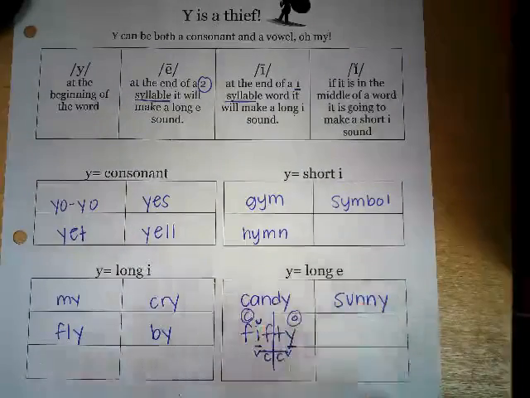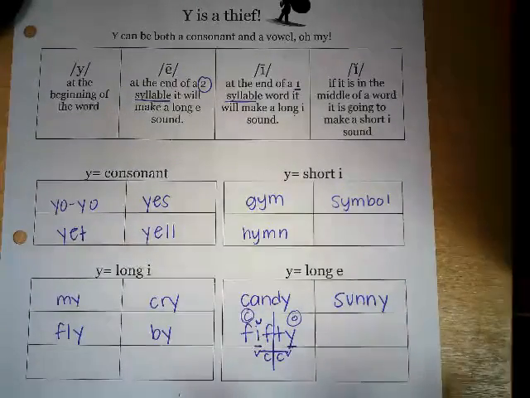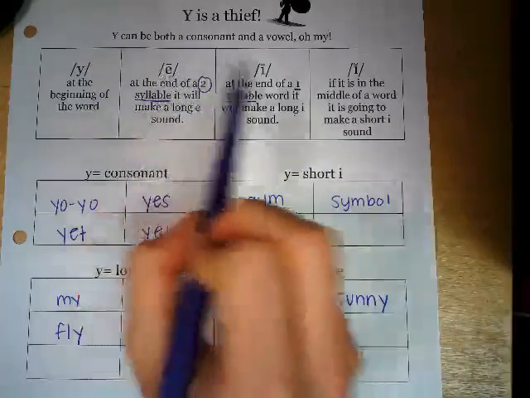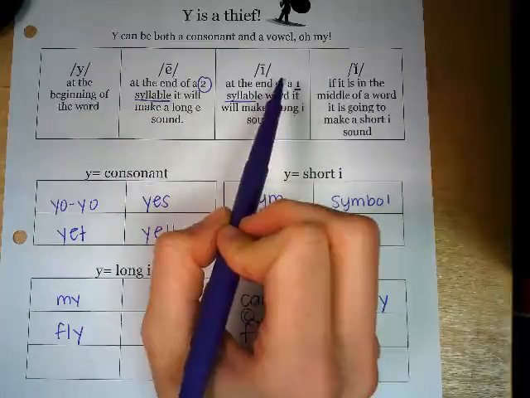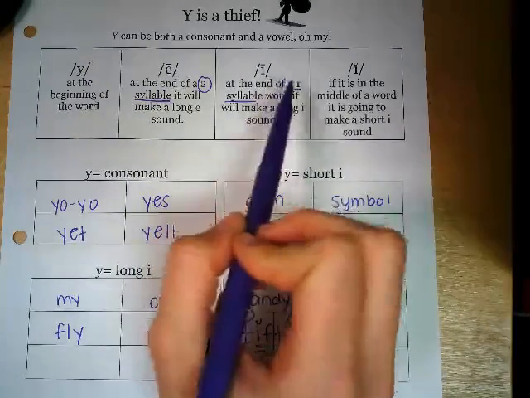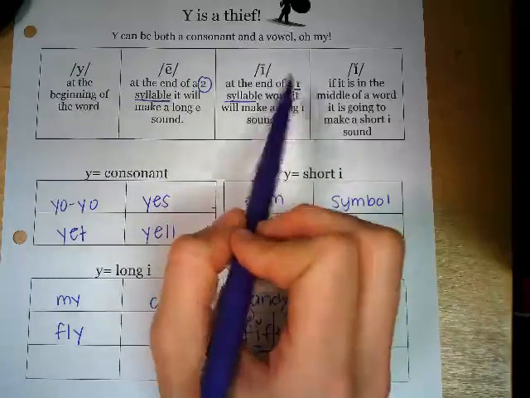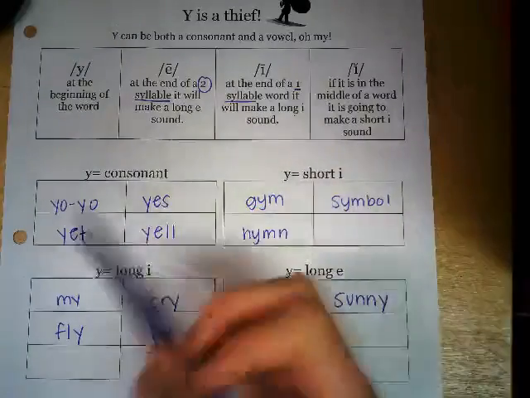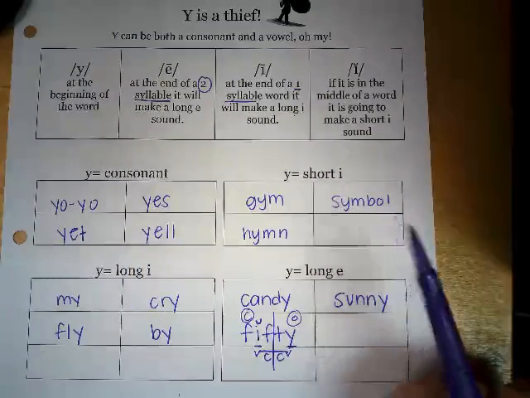So Y is sneaky. It likes to steal I and E's long names and sometimes even the short I. But we are going to focus on the long E and the long I. Y says I at the end of a one-syllable word. And it says E at the end of a two-syllable word. That's what we're working on. Who knew Y could be so sneaky?